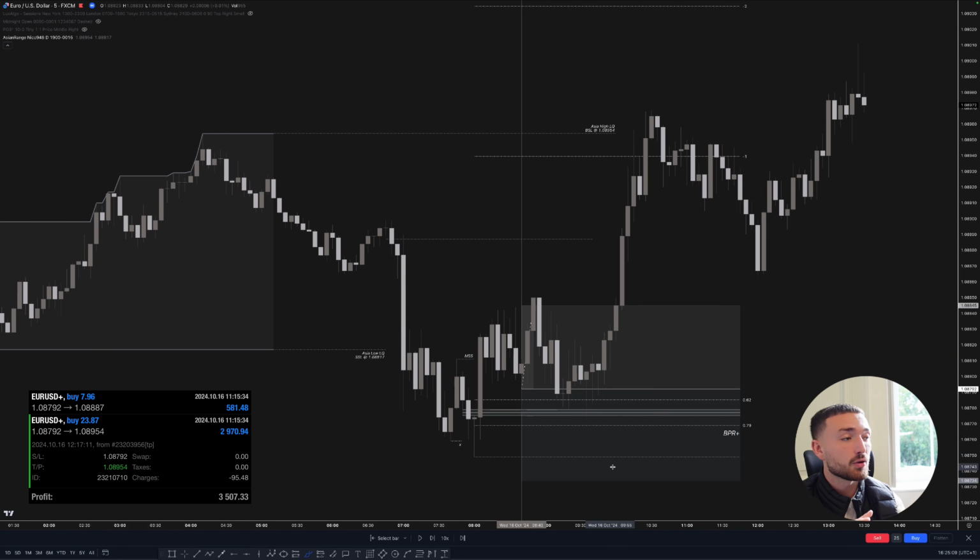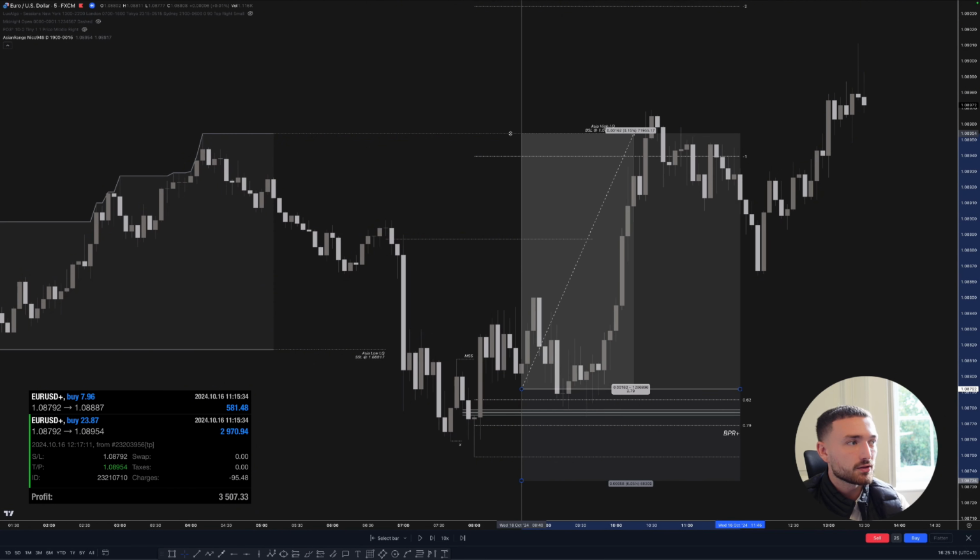So exit plan 1, stop loss in place straight away. Exit plan 2 is where I'm going to set my take profit. In this instance, it was just the Asia high, giving myself a 2.79R risk reward. I also just want to set here because the market is still bearish.